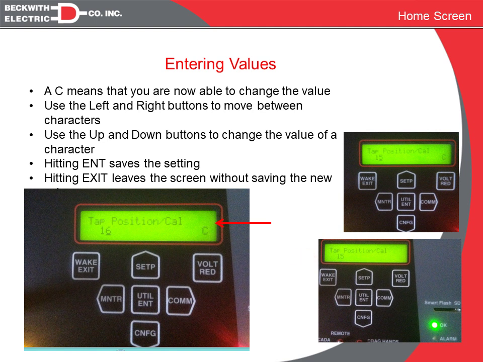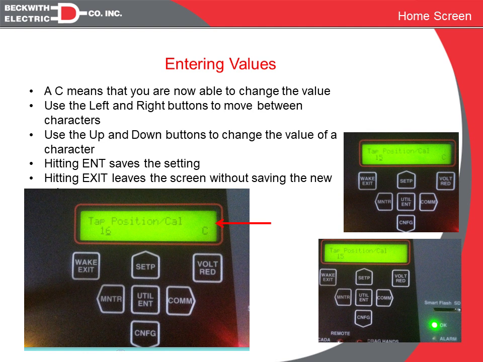So if I get into a screen and I've changed the value and then realized I did not want to change it, if I hit the exit button, it'll return it back to the previous value. Also, I believe it's a 5-minute timer, but if you're in one of these screens and you're changing a setting, if you do not hit any keys after a 5-minute period of time, it will back you out and return the setting to the way it was.